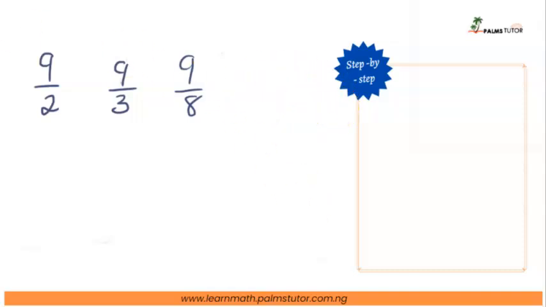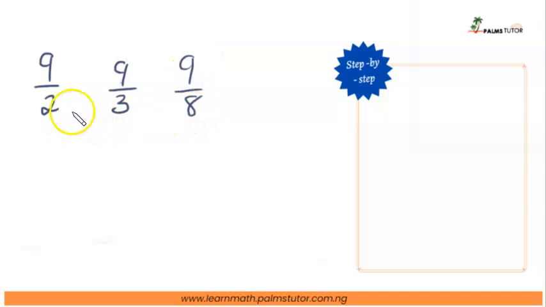Comparing fractions with the same numerator, when the upper part is the same. A good way to imagine this is to think you are dividing the same thing into different numbers of places. So I have 9 things and I'm dividing them into 2. And you have the same 9 things and you're dividing them into 3. You have another 9 things and you're dividing them into 8.